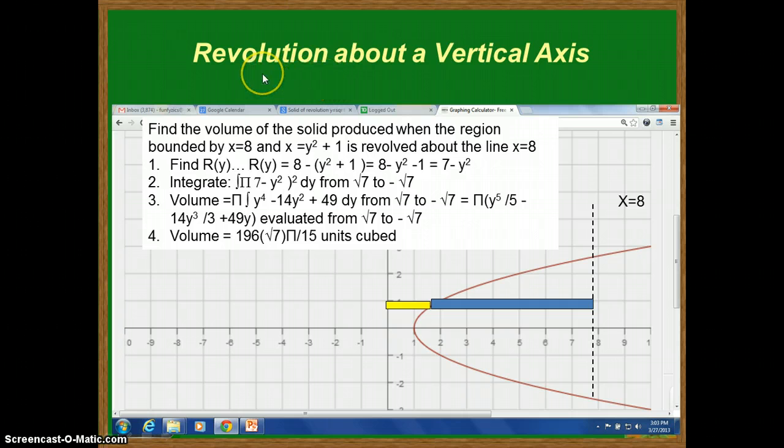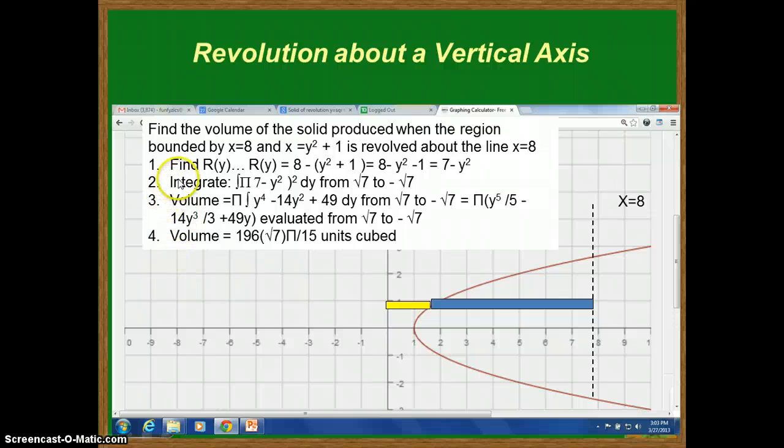All right, this one's a little trickier. Instead of going about a horizontal axis like the x-axis, we're actually going to go about a vertical axis. So our problem is to find the volume of the solid produced when the region bounded by the dashed line x equals 8 and x equals y squared plus 1, that is this parabolic shape here, the red line, is revolved about the line x equals 8. So I'm going to revolve it around this line right here, which is a vertical rotation. It may seem difficult, but it's not.